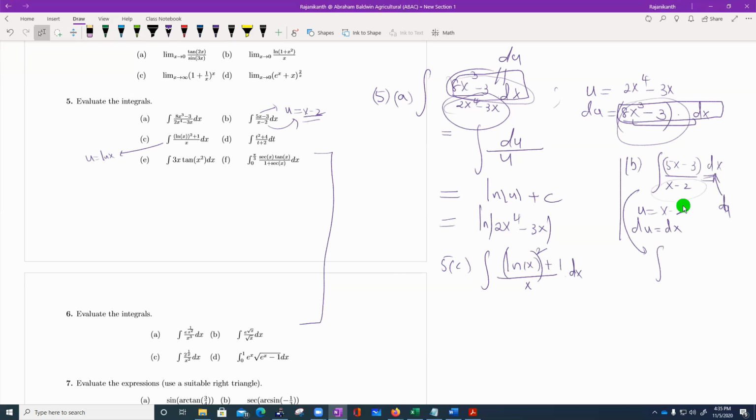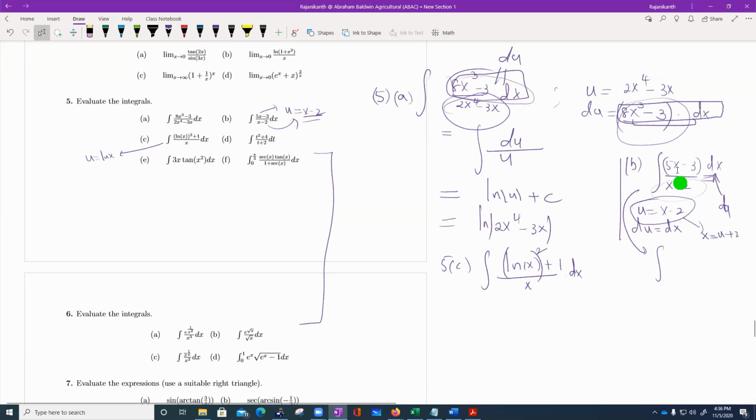So the problem will be now, you see, you don't see x minus 2 directly in the numerator, but by using the relationship u equals x minus 2, you can find what x is. If you solve this equation for x, x equals u plus 2, right?